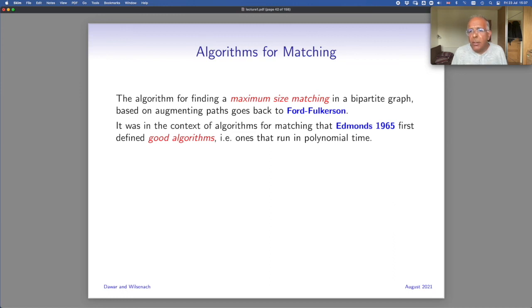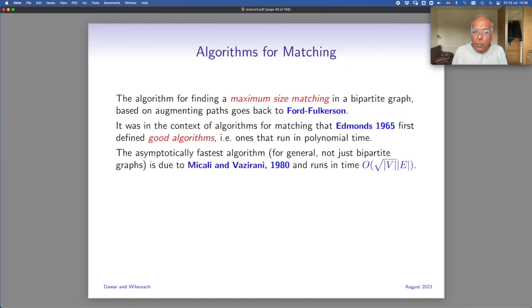It's interesting also that Edmonds was exploring algorithms for matching abstractly in terms of, for example, linear programming and their representation as polytopes. And it was in this context that he formulated what he called good algorithms, which is really algorithms that run in polynomial time. And this is in some sense regarded as the beginnings of the study of complexity theory, right? Where polynomial time was first identified as a feature one looks for in an algorithm. The other sort of key landmark in the beginnings of complexity theory, I suppose, is the definition of NP completeness, which came with the work of Cook and Levin in the early 70s.